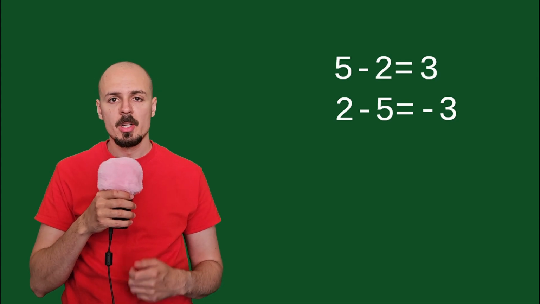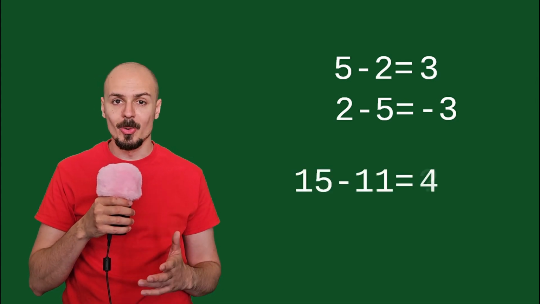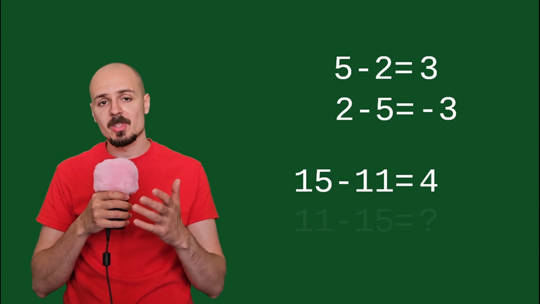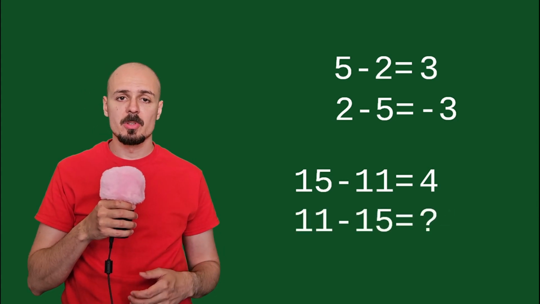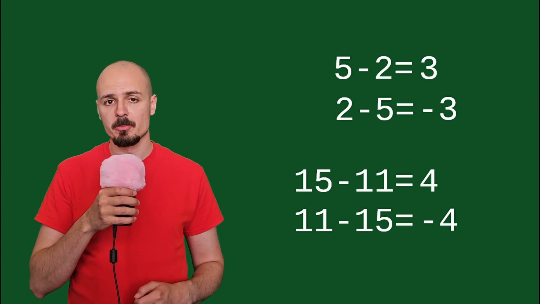Another example now. Say we have 15 minus 11. Well, we know this answer should be 4, so if we do 11 minus 15, then we would expect the answer to be negative 4. This is the first method you can use to solve these types of problems.